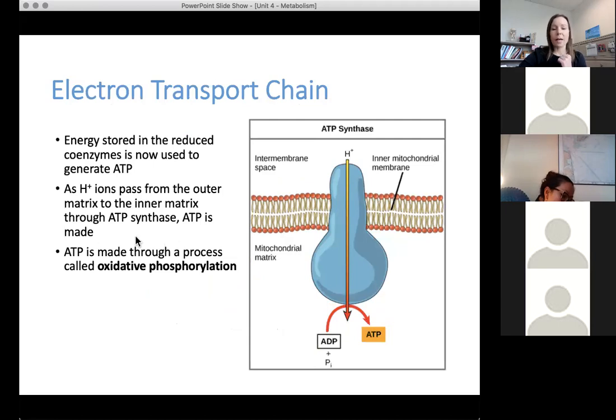So this kind of explains that last step. As hydrogen ions pass from this outer region back into this inner region, they go through ATP synthase. And as they come back in, it provides the energy to create a molecule of ATP.